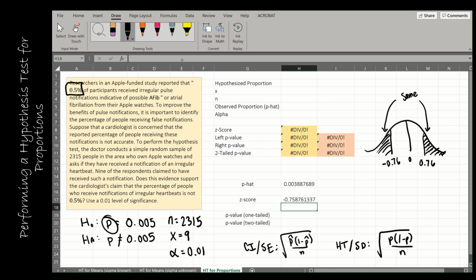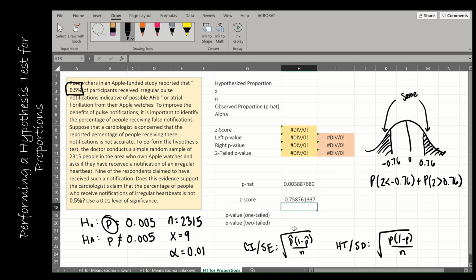And what I want to know is the probability that z is less than negative 0.76, and I'm going to add to that the probability that z is greater than positive 0.76. So less than the negative and greater than the positive. Now, again, I know that those values are the same, so I'm going to take whichever one's easier to compute, and then I'm going to multiply it by 2.